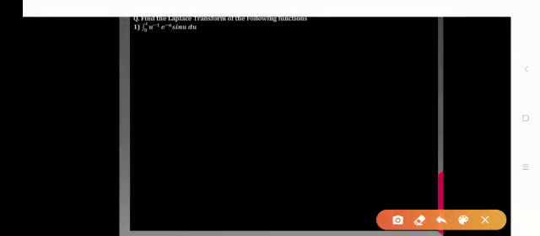Question will be as it is. Find the Laplace transform of the following function. Here the function is given as integration from 0 to t of u raised to minus 1 e raised to minus u sin u du. So obviously here first you have to find the Laplace transform of sin u.